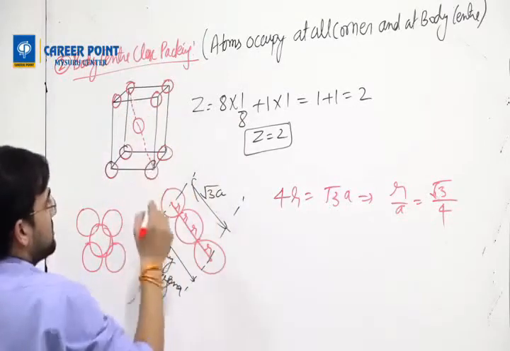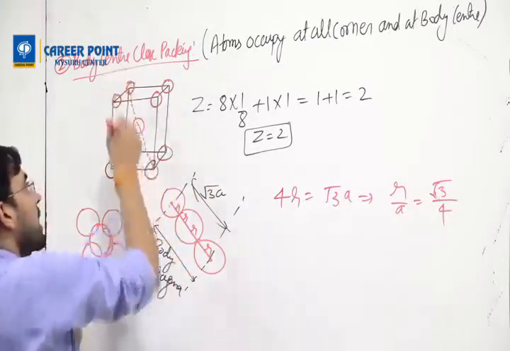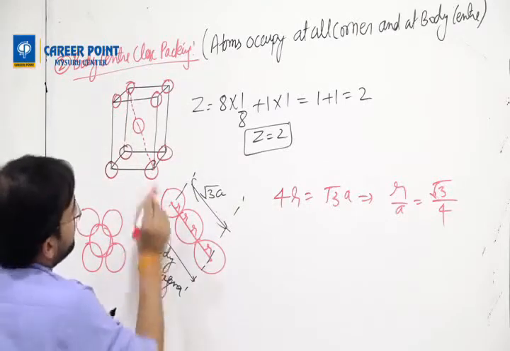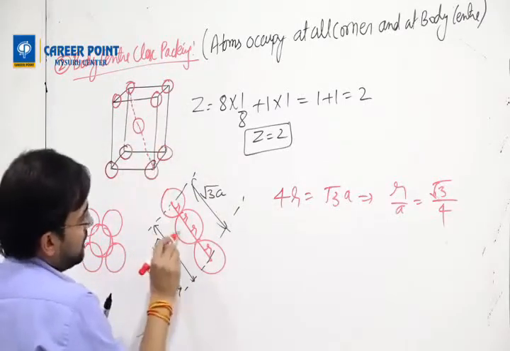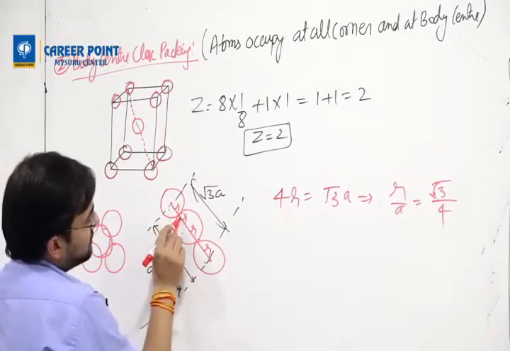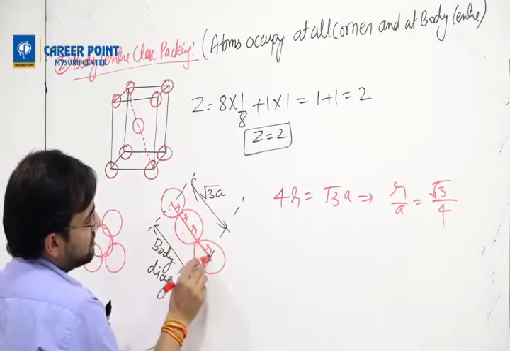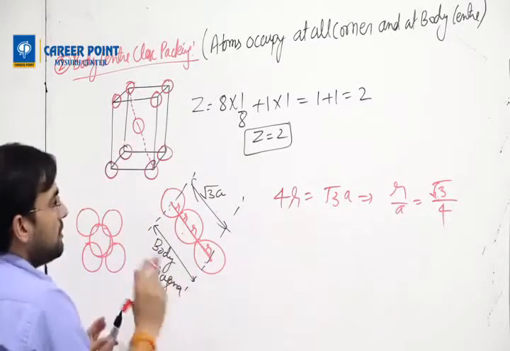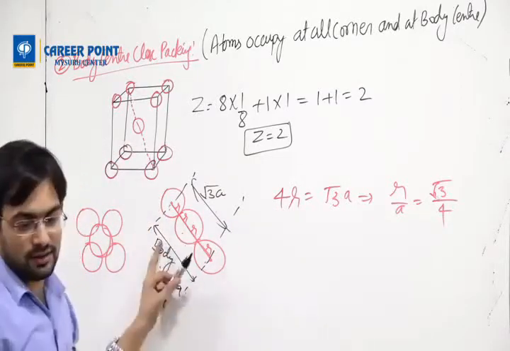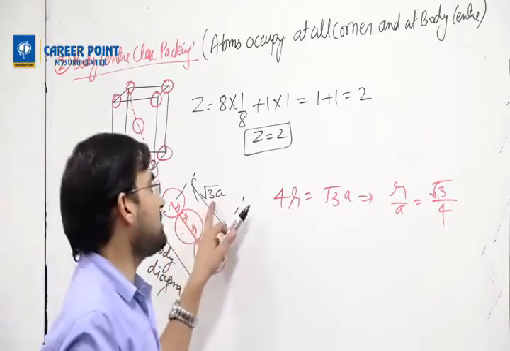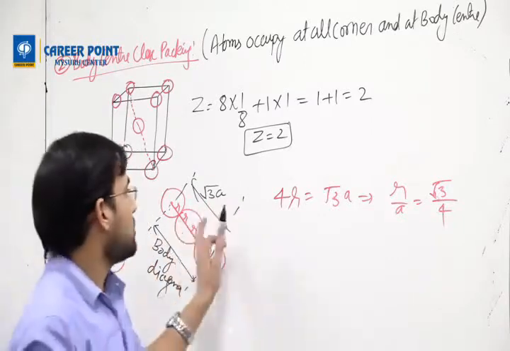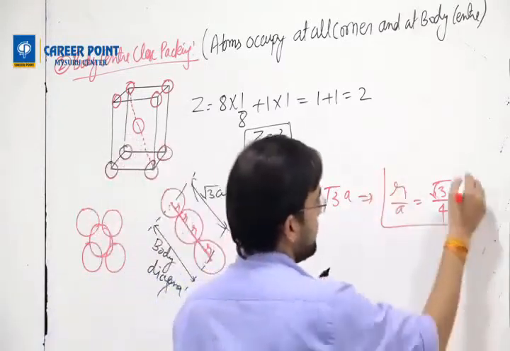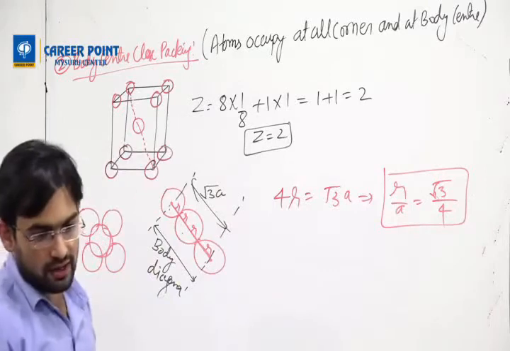Okay, so now what happens? Where are atoms touching? Along body diagonals, atoms are touching. On the body diagonal, how many atoms are there? 1, 2, 3. But this is R, this is R, this is R, this is R. So the total is 4R, and this is the body diagonal length. The body diagonal length is always root 3a. So 4R equals root 3a, and R by a equals root 3 by 4.